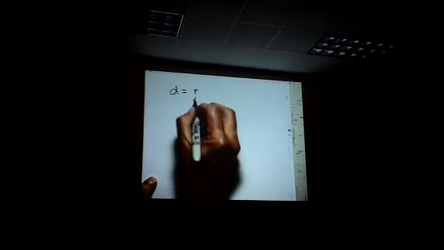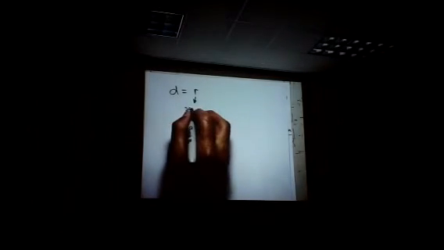Anybody know that formula from physical science that talks about speed and distances and time? There we go. Distance equals what? Rate times time. Distance equals rate times time. What's another way of saying rate? It's the speed. Distance equals rate times time.